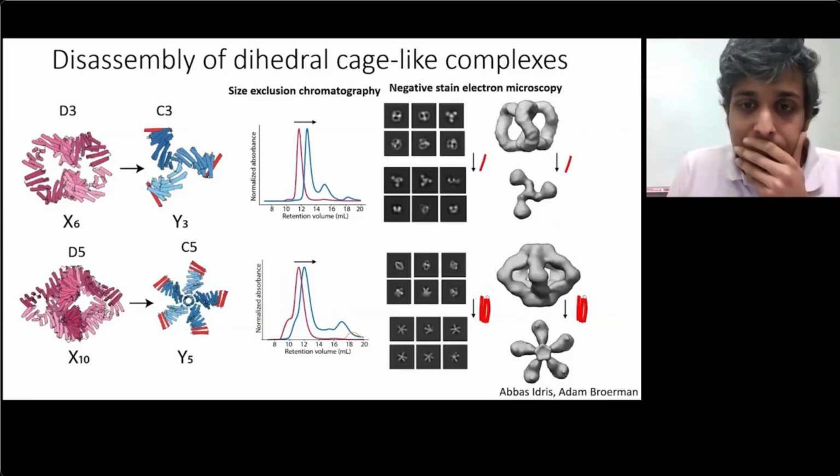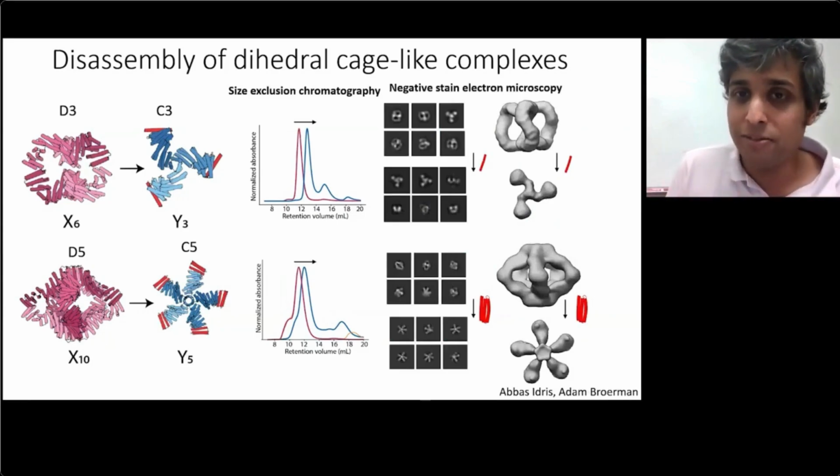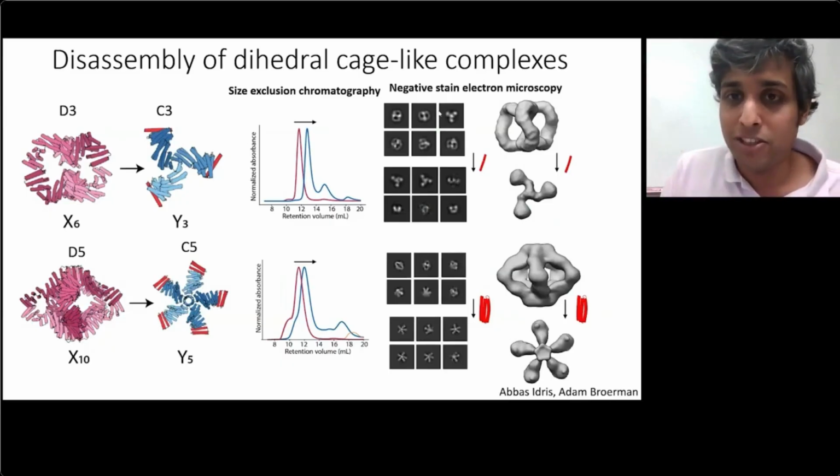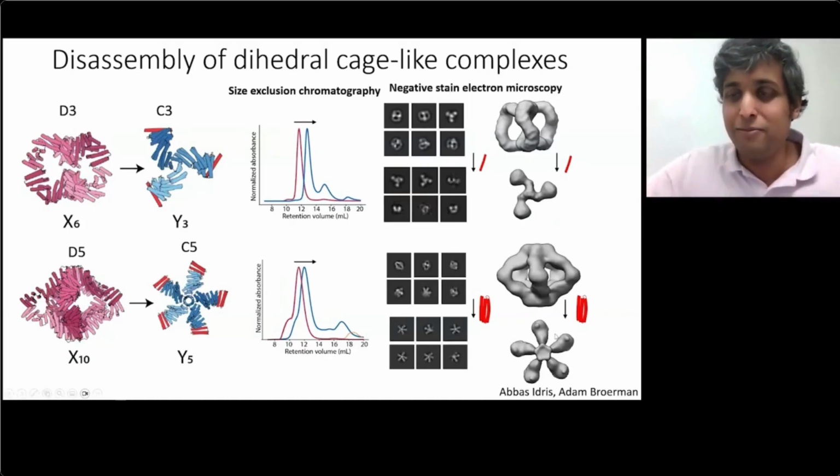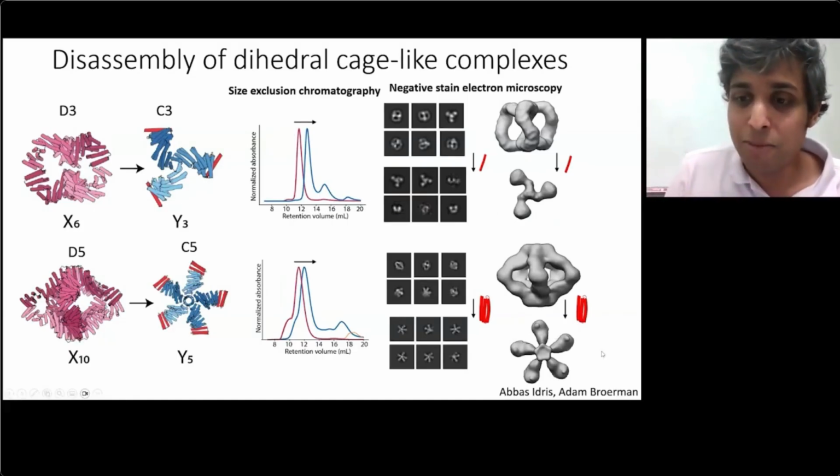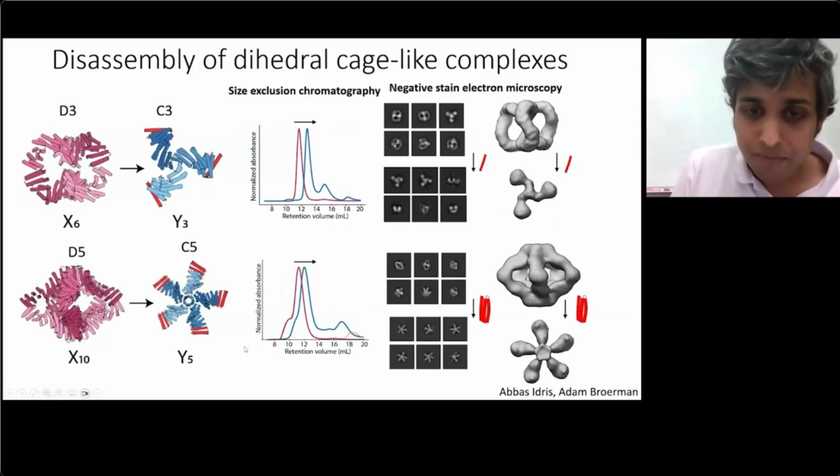And this is also confirmed in negative stain EM. Where you basically throw in the peptide, and you can see that it goes from being this cage-like assembly at the top here to being these disarticulated floating trimers and pentamers, as revealed by electron microscopy.